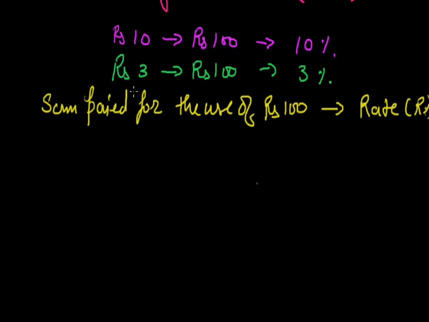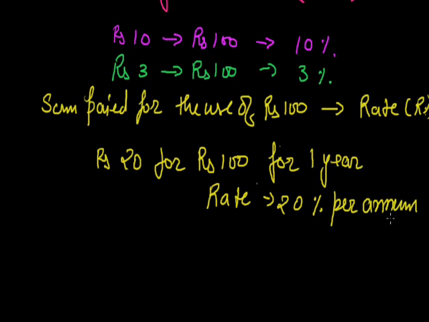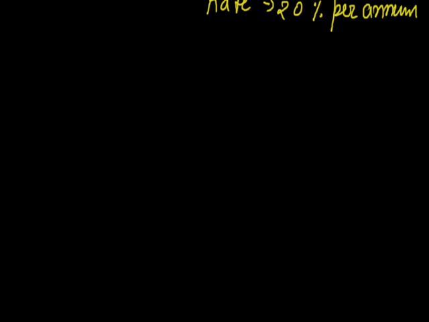Now if this rate is calculated for a year, for example if it says that you have to pay rupees 20 for every rupees 100 you borrow for 1 year, then you can say the rate is 20% per annum. Annum means per year. That means you have to pay rupees 20 for every rupees 100 every 1 year. Now let us understand how to calculate the simple interest, or the interest paid for a certain sum of money, with the help of an example.